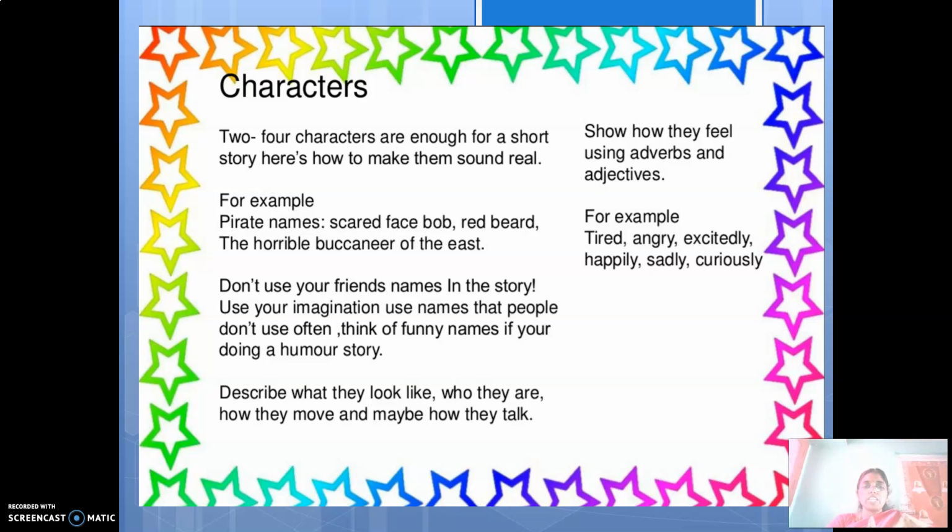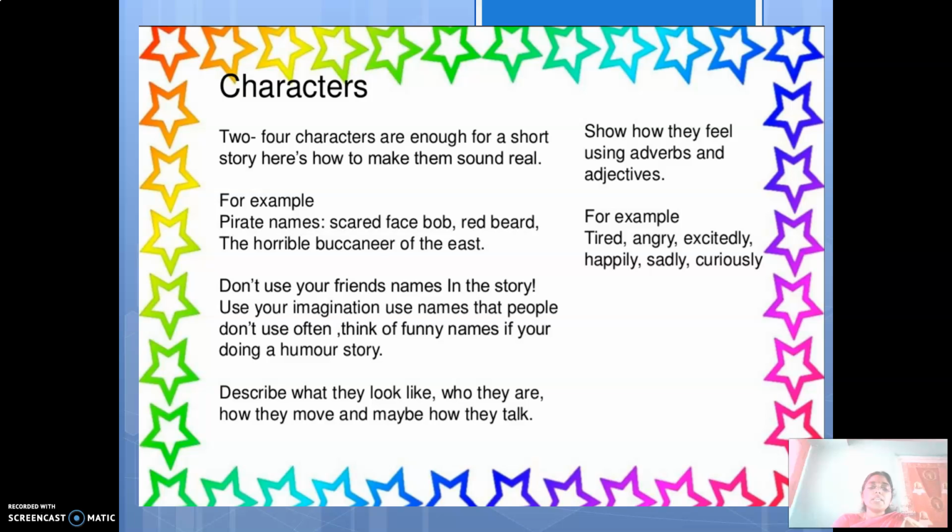Now, don't use your friend's name in the story. That will create a problem. Really, that will create a problem when you use your friend's name. Use your imagination. Use names that people don't use often, right? Avoid using normal names. Use some different names, some imaginative names, funny names, okay? If you are doing any humorous character, you can definitely use funny names. In one film, I heard a name as Singapuli. Okay, so like that you can have different names.